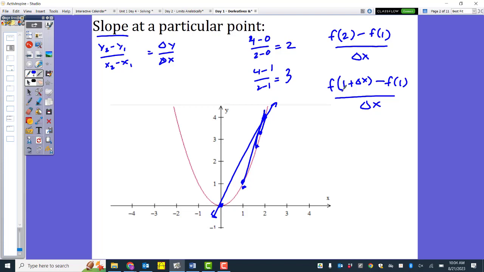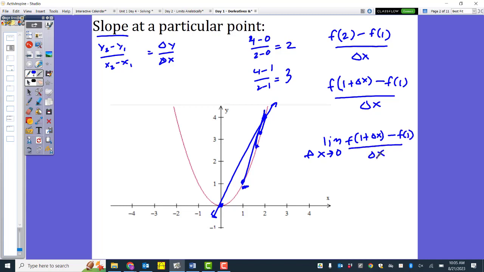Now, with this equation, we can start to see how we might formulate the idea of a derivative at a point. If we want it to be as close to f of 1, that first point, as possible, then we want our change in x to be really close to 0. And we just had a whole unit dedicated to getting something really close to 0. We can make it a limit. So the limit as delta x approaches 0 of f of 1 plus delta x minus f of 1 over delta x.